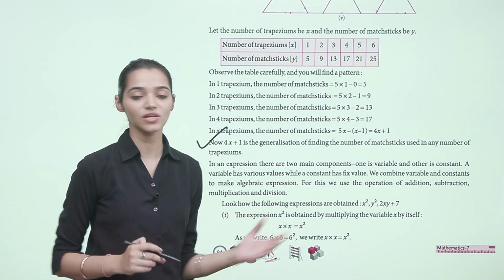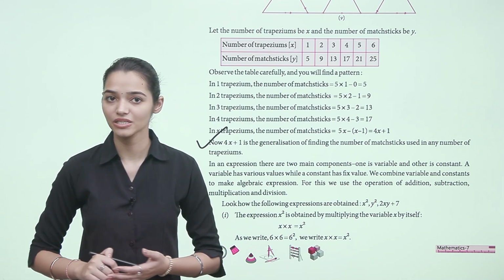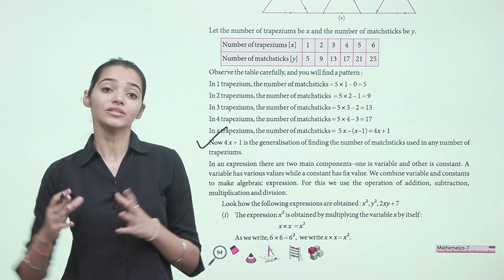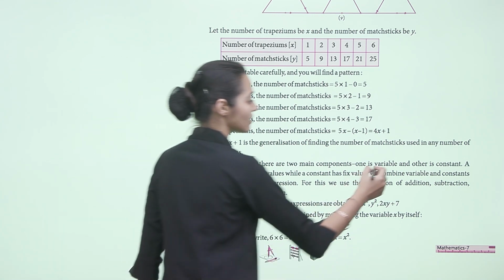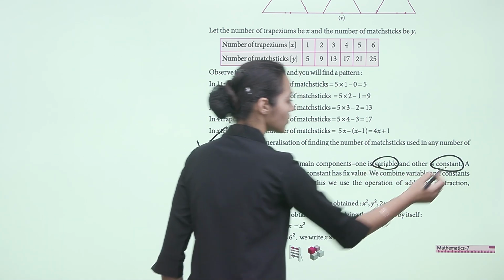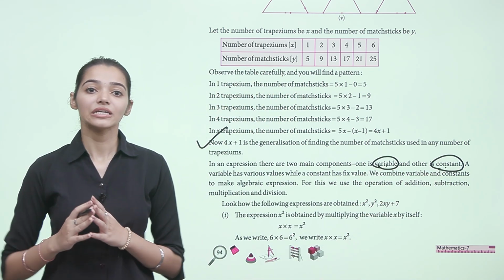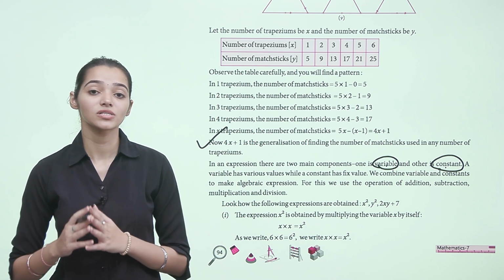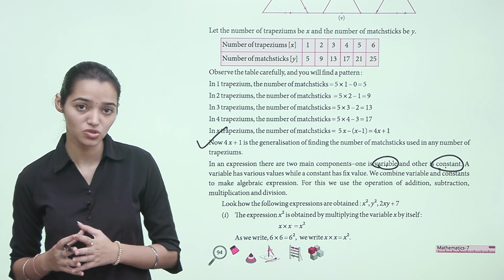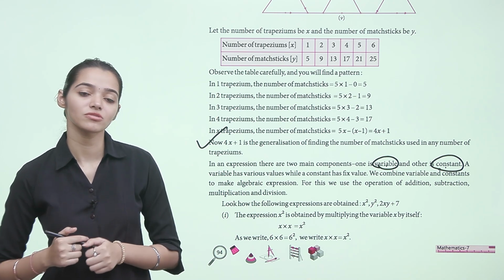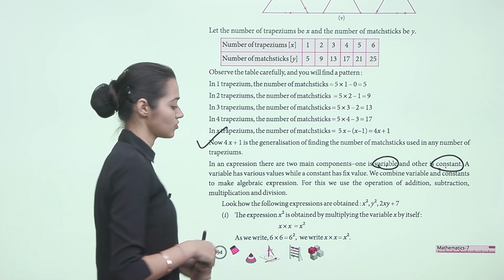Now 4x plus 1 is our generalization for finding matchsticks in any number of trapeziums. In any expression there are two main components. One is the variable and the other is the constant. A variable has various values while a constant has a fixed value. We combine variables and constants to make algebraic expressions. For this we use the operations of addition, subtraction, multiplication and division.